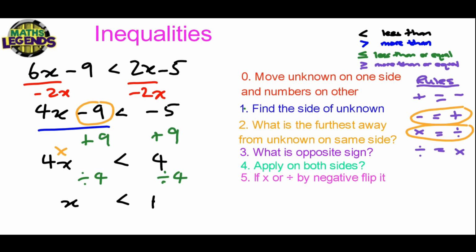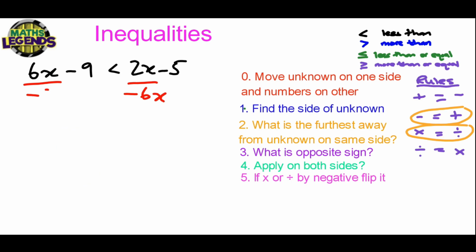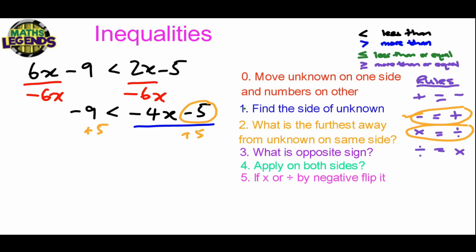However, let's say that we went with the option of deducting 6x right at the beginning. So let's do that. Minus 6x on both sides, and we simplify. So 6x minus 6x is 0, minus 9 stays as it is, less than 2x minus 6x, it's minus 4x, and we have minus 5. So now the unknown is on the right hand side, furthest away is minus 5, so we're going to use this rule here. So we need to do a plus 5 on both sides, and we simplify. So minus 9 plus 5 is minus 4, less than, sign doesn't change because we haven't multiplied or divided by a negative, minus 4x, and minus 5 plus 5 cancel.